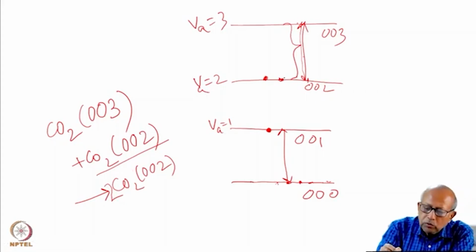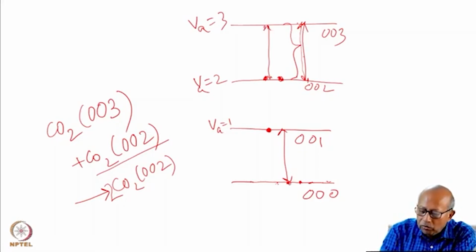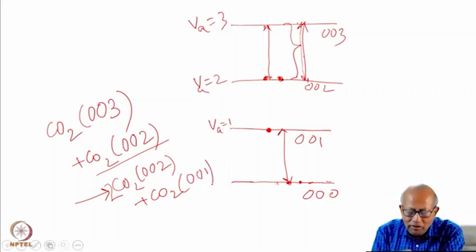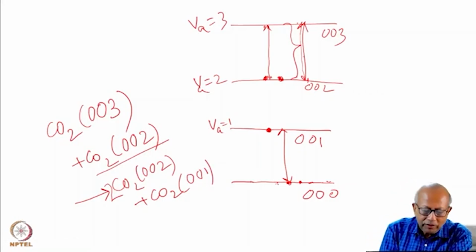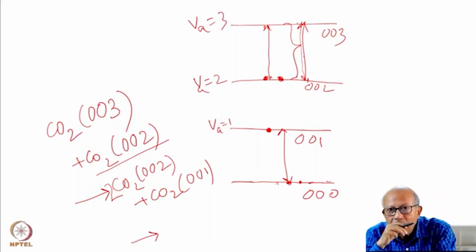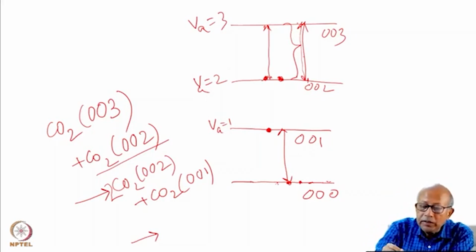Two CO2 molecules in 0, 0, 2. And then this energy is absorbed by a molecule here and it comes here. So that makes it one CO2 in 0, 0, 1. Now, what can happen next? Next, you see, there are two molecules in this state. So each of them can actually come down to this state.